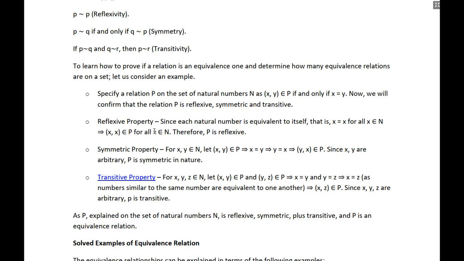For all x belonging to the natural numbers. So therefore P is reflexive. So P here is a relation on the set of natural numbers N.